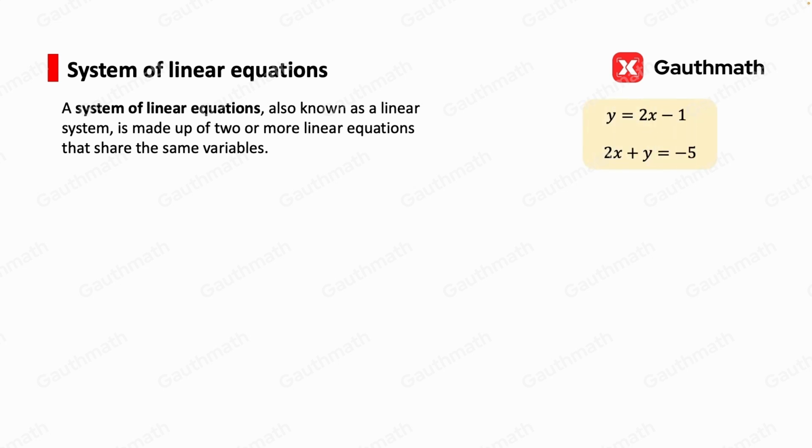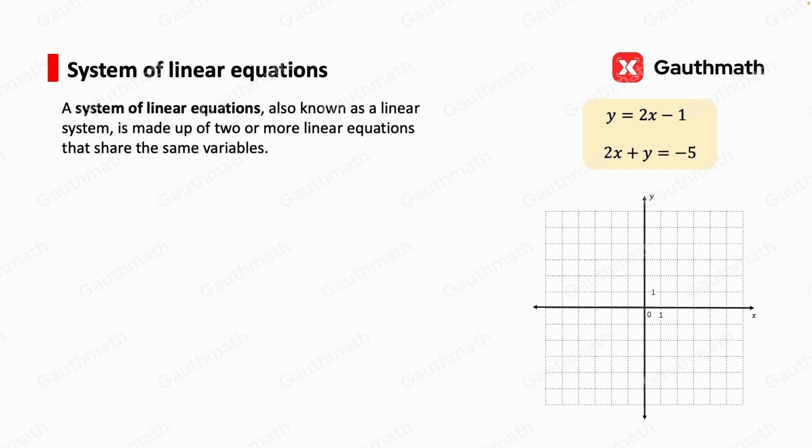Here is an example. So we know how to graph these two linear equations, right? How about we graph them and see what will happen? The first linear equation, y equals 2x minus 1. This one is in the slope-intercept form already. -1 is the y-intercept. It's a point (0, -1) on the y-axis. So we plot it first.